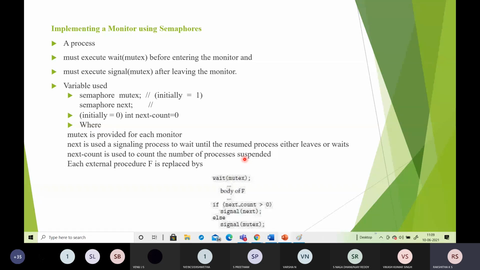Here, wait of mutex, then the body of F. The external procedure F is replaced by mutex here. If next count is greater than 0, then it executes the signal of next, or else a signal of mutex. In a monitor, only P1 can enter the monitor. We initialize the value and replace the procedure here. If the count value is greater than 0, then it executes the next operation, that is, it moves from the critical section to the exit section.